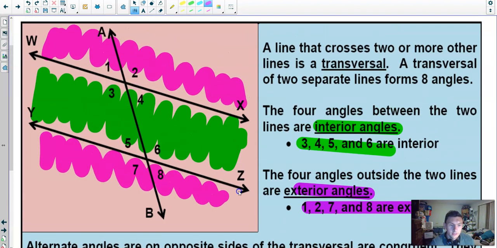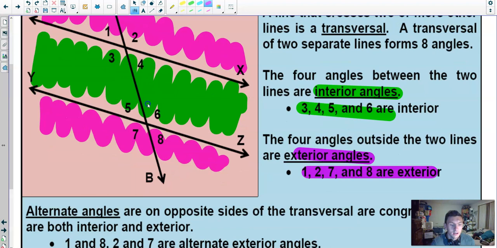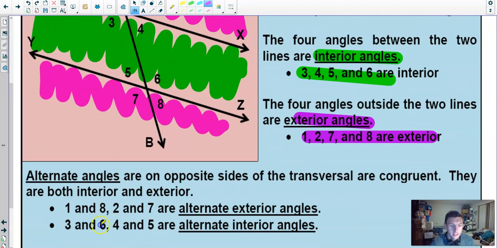So for example, angles 3 and 6 are alternate because they are diagonally across from each other. And because they are interior angles, we call them alternate interior angles. And the same thing with 4 and 5. 4 and 5 are alternate interior angles. And the special relationship about them is that alternate interior angles are equal. So 3 and 6, 4 and 5 are alternate interior angles.